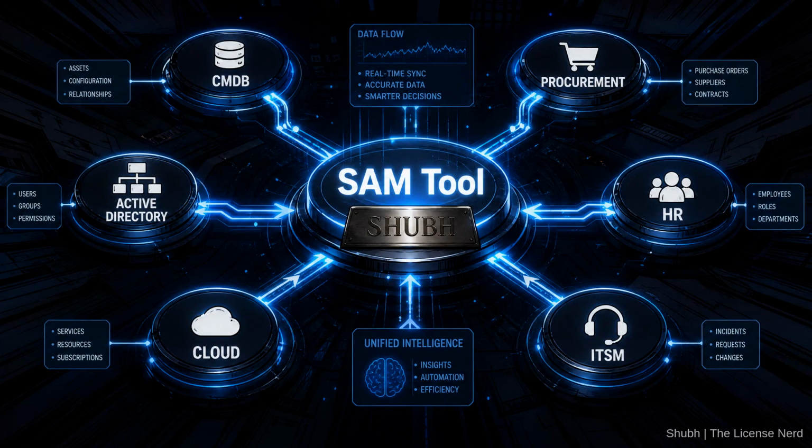Integration is where SAM tools either shine or struggle. Your SAM tool does not exist in isolation. It must connect to your CMDB for hardware and relationship data, your procurement system for purchase order data, your contract management system for entitlement data, your HR system for user counts and organizational structure, Active Directory for user and device information, cloud management platforms for Azure, AWS, and GCP consumption, your ITSM platform for change and incident correlation. Each integration point is a potential failure point. Data flows in both directions, and if any source provides bad data, your SAM tool inherits that corruption.